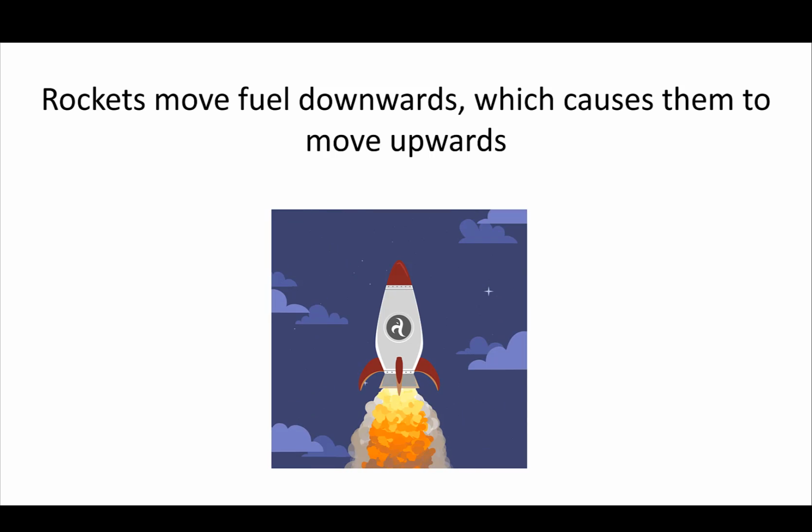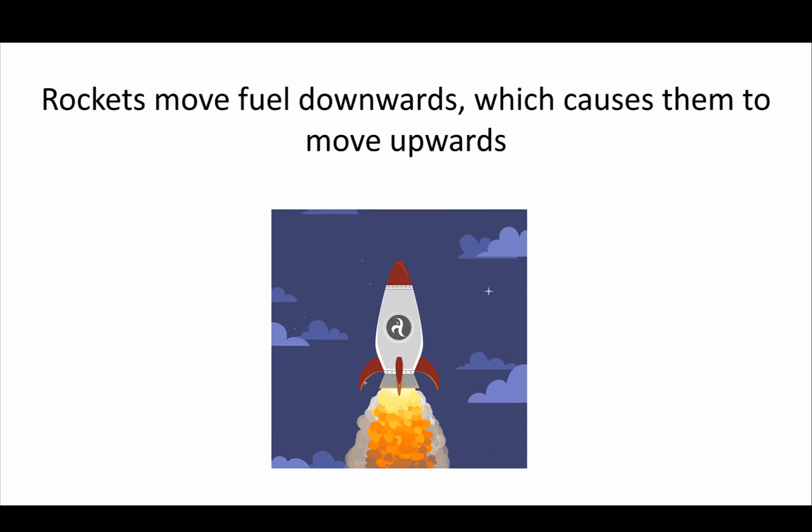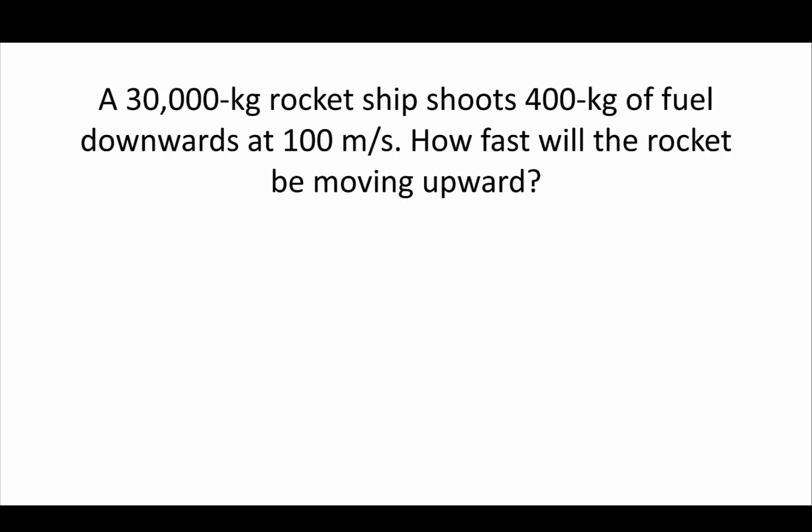Finally, rockets move fuel downwards, and that causes the rocket to move upwards. So, if we have a 30,000 kilogram rocket shooting 400 kilograms of fuel downwards at 100 meters per second, so it's downwards, this is probably going to be negative, how fast will the rocket be moving upwards? Well, initially the rocket is just stationary on the landing pad, right? We have the rocket initially just standing there, and then it shoots the fuel downwards and moves up.